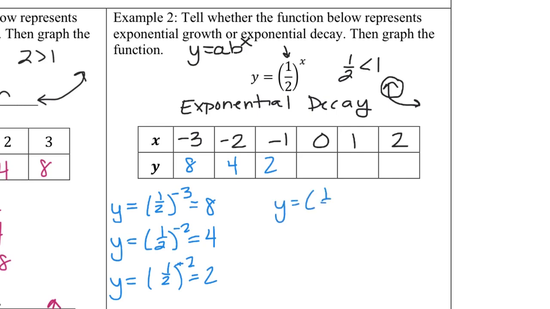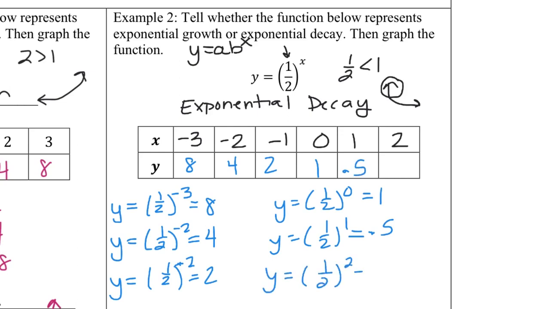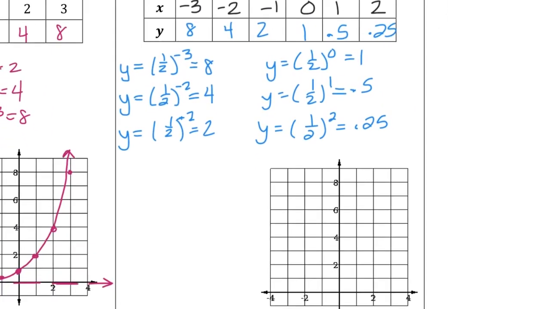y equals 1/2 to the 0 is a 1. y equals 1/2 to the first is 1/2, or we're going to think of it as 0.5 because sometimes decimals are easier. And 1/2 squared is 0.25. Now that we have our values, let's go plot them on our grid. So we have -3, 8, -2, 4, -1, 2, 0, 1, 1.5, and 2.25.